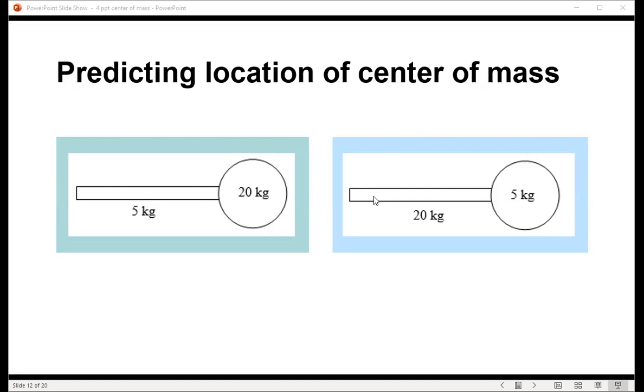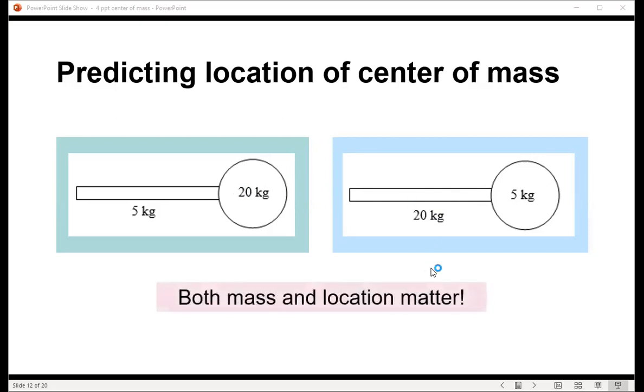But what if I reverse it, that this rod is really heavy, and then I have this 5 kilogram ball at the end? Where do I think the center of mass would be? Well, because this is so heavy and so long, someplace over here. So here I predicted it further to the right, and then I predicted it over here to the left. And my point is, instinctively, the mass matters, and so does the location or the length of something. And so both mass and location matter.